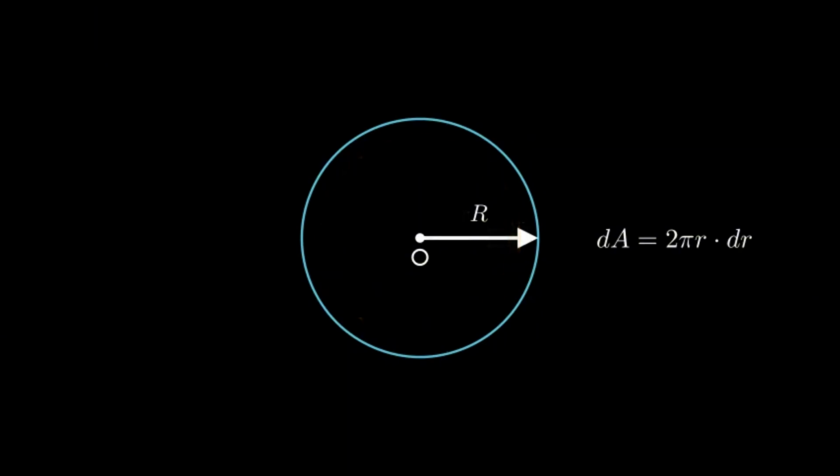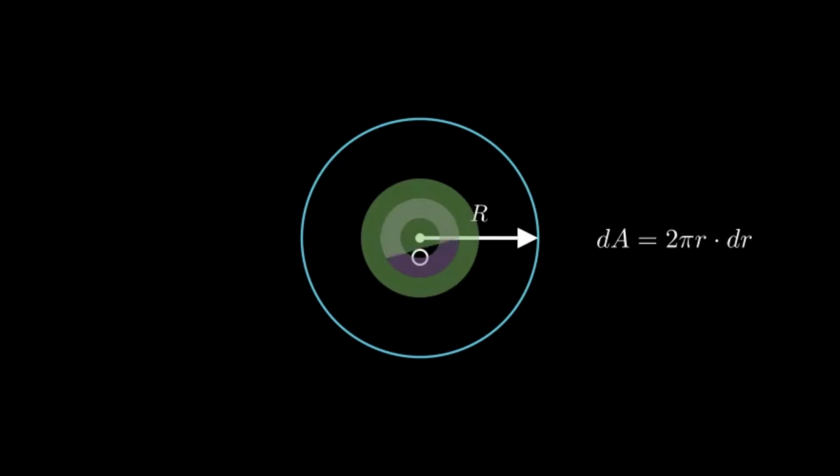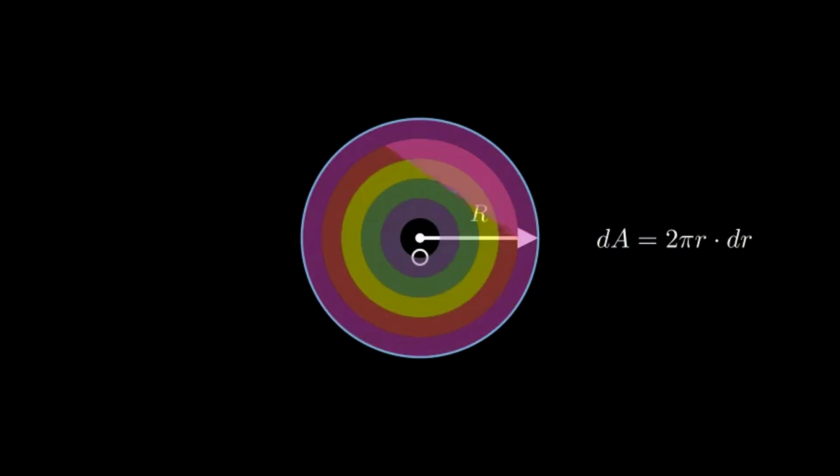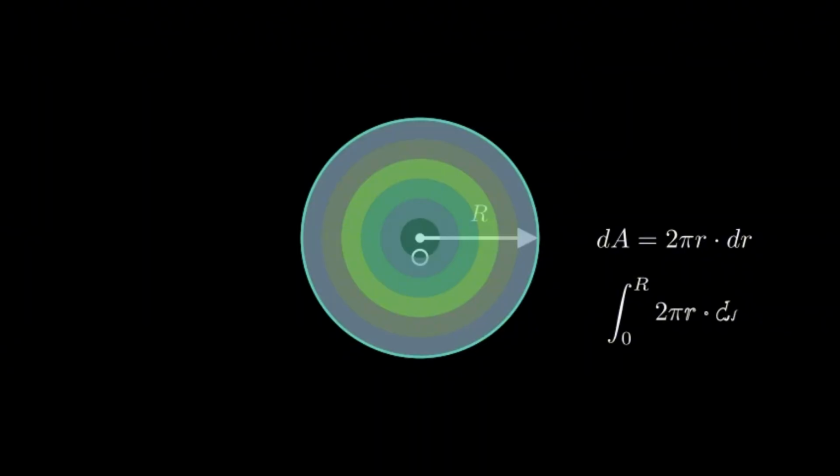Now let's visualize the entire circle as a collection of these concentric rings, each with a different radius. Each colored region represents a ring with its own contribution to the total area. To find the total area of the circle, we need to add up the areas of all these rings from the very center to the outer edge. Since these rings become infinitely thin, we use calculus and integrate from radius 0 to radius capital R. Our integral is the sum of all these small areas, the integral from 0 to R of 2 pi r dr.